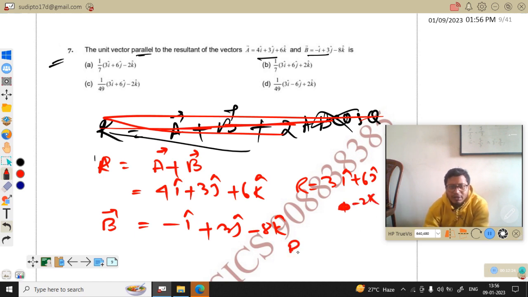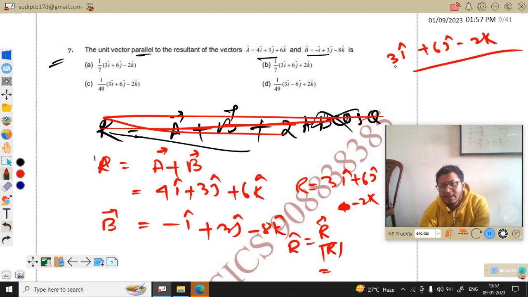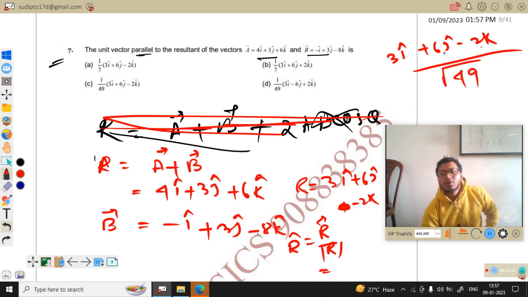So what is the unit vector? Unit vector equals vector divided by its magnitude. So the unit vector is 3 i cap plus 6 j cap minus 2 k cap, over its magnitude: 9 plus 36 plus 4 is 49, root under 49 is 7. This is the unit vector.